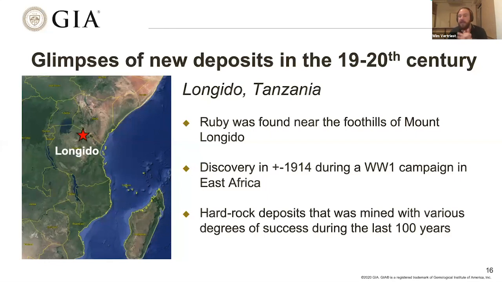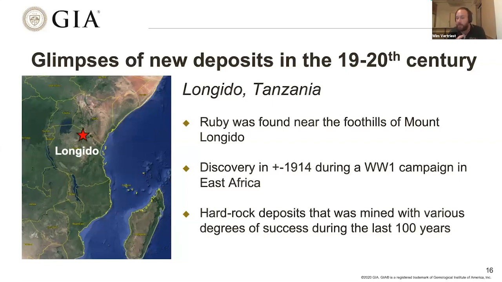Ruby was discovered near the foothills of Longido. It was discovered in 1914, and according to the stories and legend, it was very closely related to a World War I campaign in East Africa. Because before World War I, Tanzania was German East Africa, and it later became part of British East Africa. The story goes that a soldier who was a little bit distracted by all the gunfights looked down and saw some amazing red stones and so discovered the first ruby deposit in Africa.